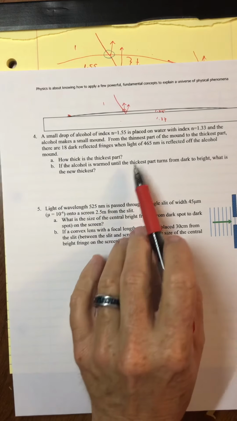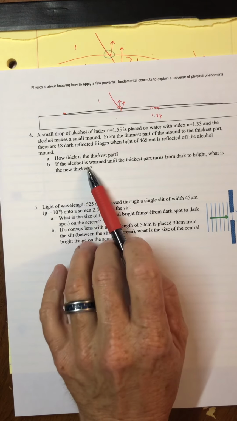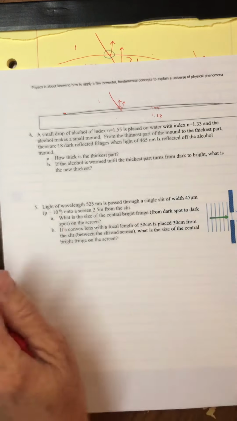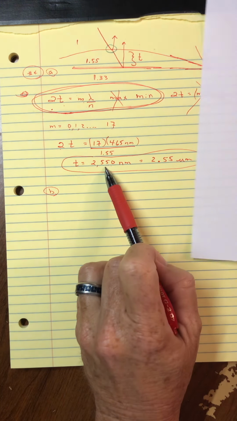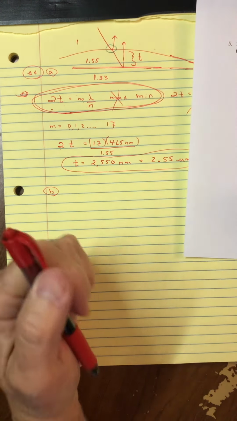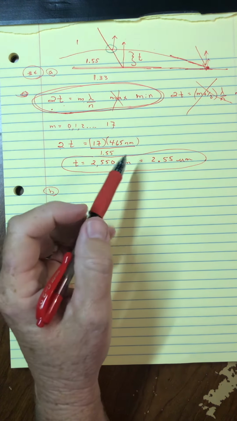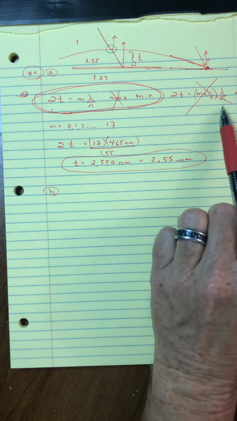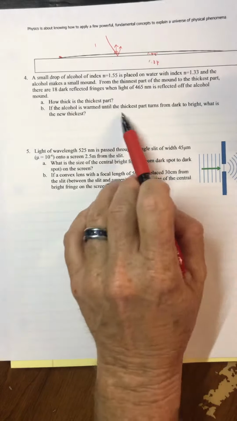Now, kind of at least conceptually, a throwback to our thermodynamics, if you warm this, it's going to expand. So if the alcohol is warmed until the thickest part turns from dark to light. So remember, the thick part is already this thick right here. And as we warm it up, it's going to get even thicker. And of course, getting thicker means that we have a longer path length now, and we are now going to get to this spot where we get bright light reflected. So it turns from a dark to a bright. What is the new thickness?